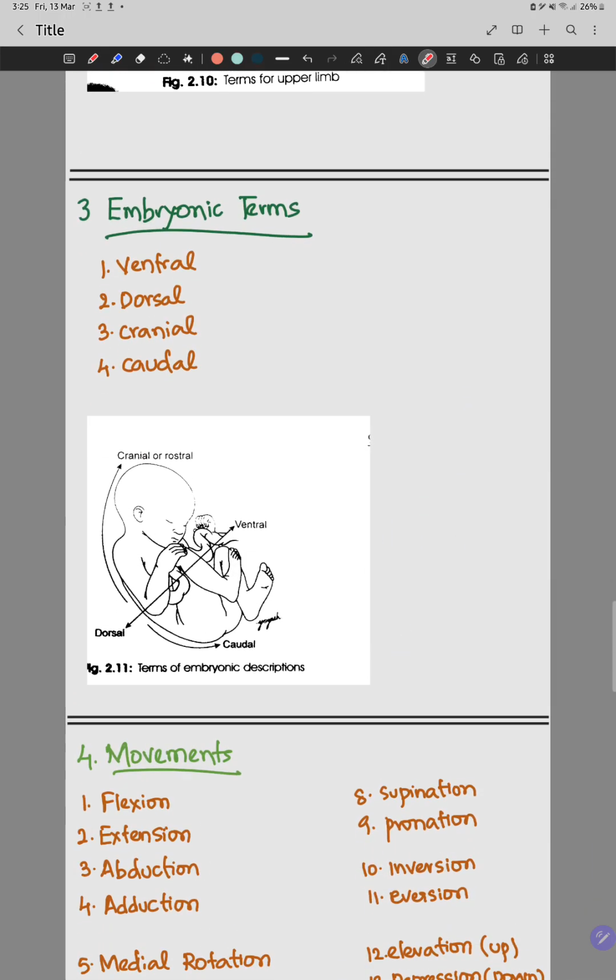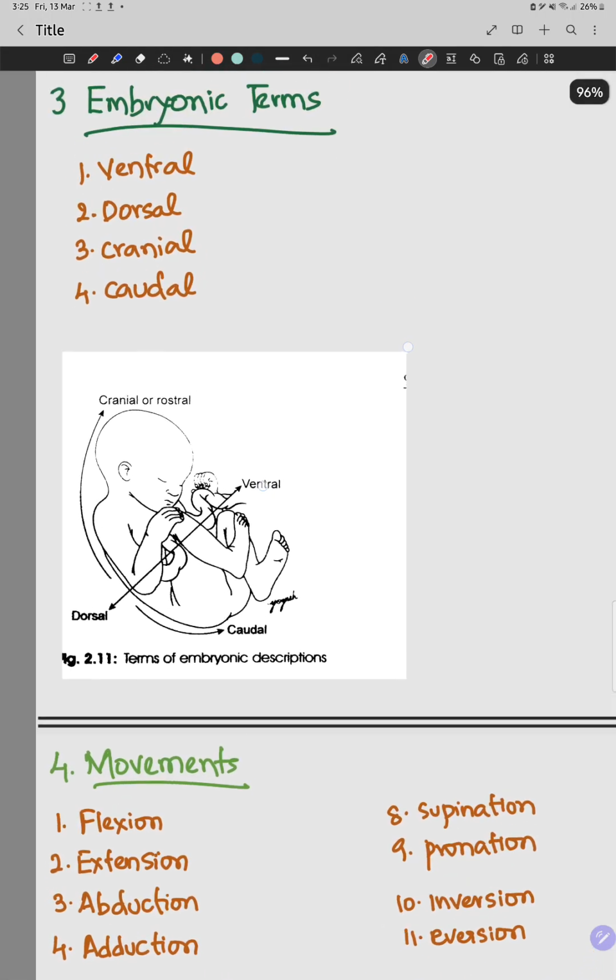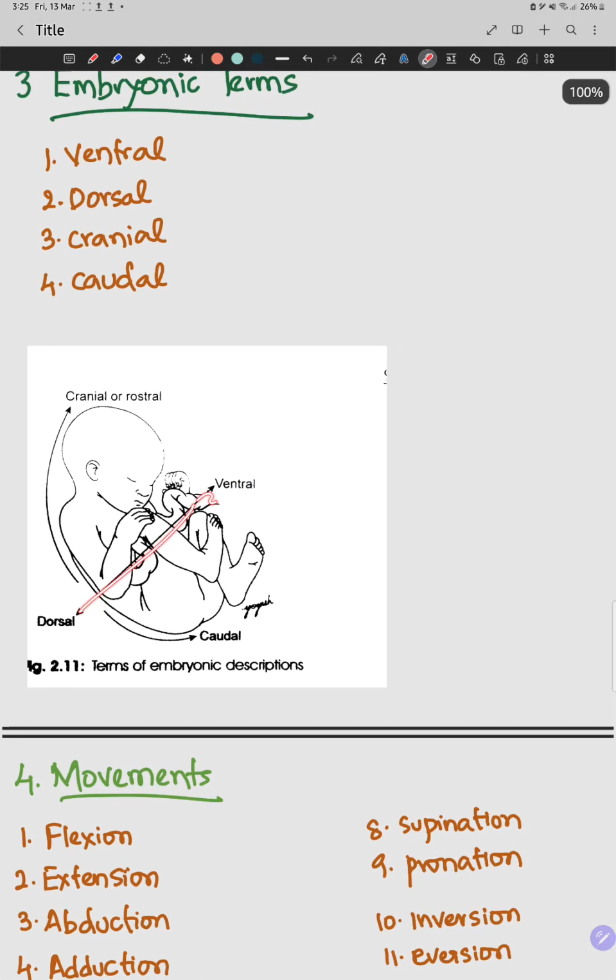Next, coming to the embryonic terms, which are important to study in embryology. When you get to embryology, it is very important to see. First one is caudal. I have already said coccyx, caudal, the end side. When coming to cranial or rostral, here the brain is present: cranial and rostral.